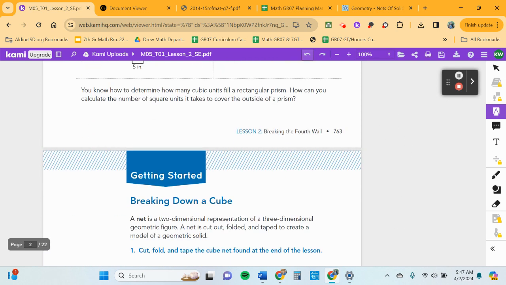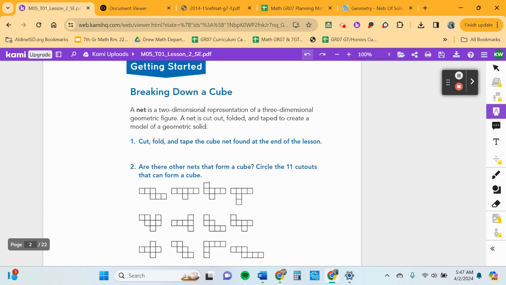Alrighty, let's get started with the getting started, breaking down a cube. Go ahead and get your highlighters ready because our first vocabulary word is right here. A net is a two-dimensional representation of a three-dimensional geometric figure. A net is cut out, folded, and taped to create a model of a geometric solid. So, number 1 says cut, fold, and tape the cube net found at the end of the lesson.